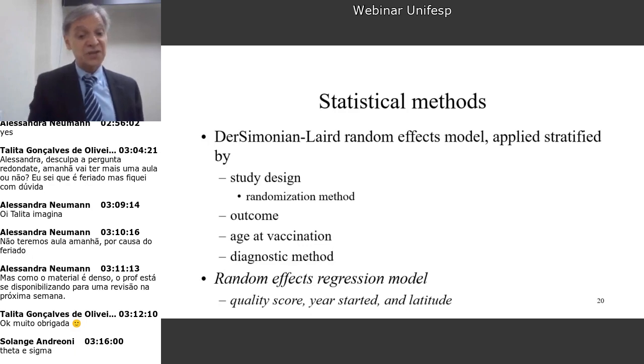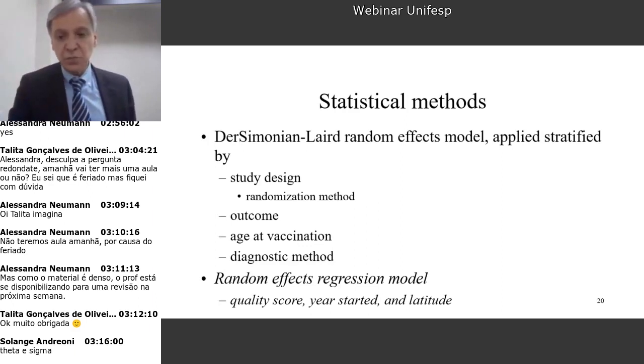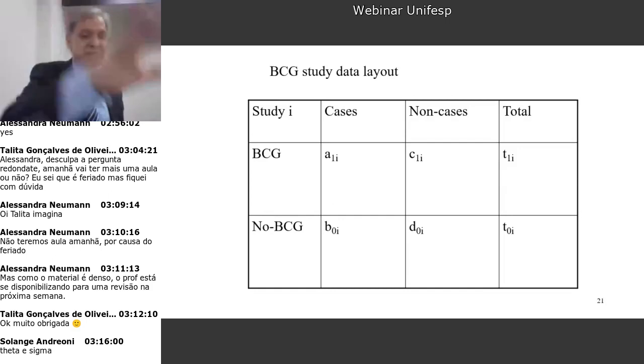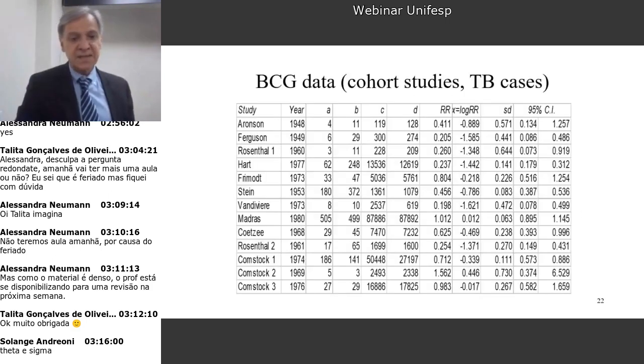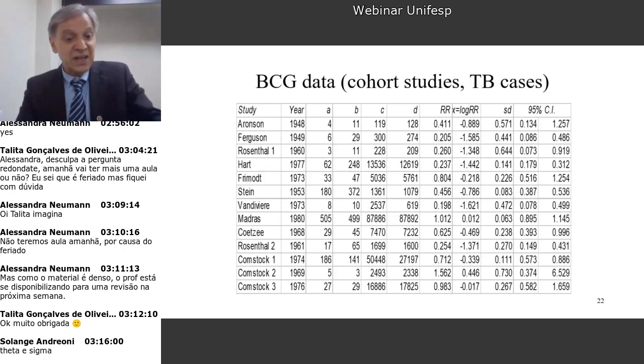Remember that? Year that started, and latitude, where geographically. You think something to do with latitude could be important. And then you end up with tables like that: BCG, no BCG, case, no case, when you sum across all the studies. This is how it was presented. Okay, you have A, B, C, D, or 2x2 tables, remember, on cohort data. But actually, we're dealing here with mostly randomized trials. You still have A, B, C, D.